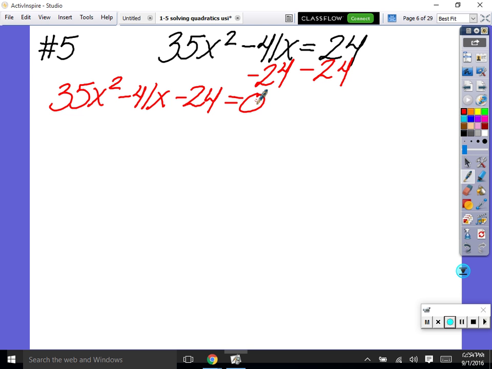So we say, okay, I know how to factor a quadratic. What multiplies to be a times c and adds up to be b. So a times c is 35 times negative 24, and that is a doozy. It's negative 840, and adds up to be b, and b is negative 41.